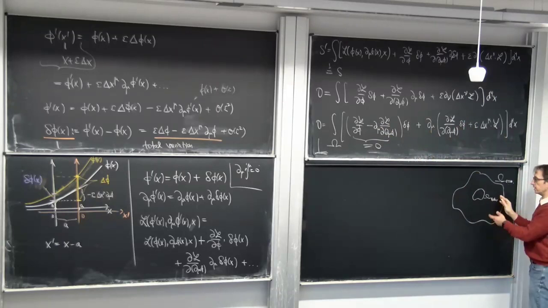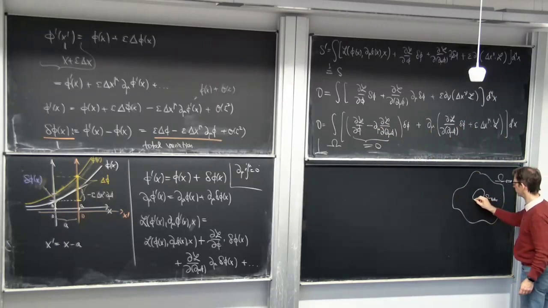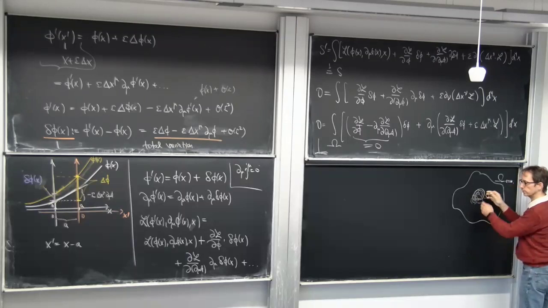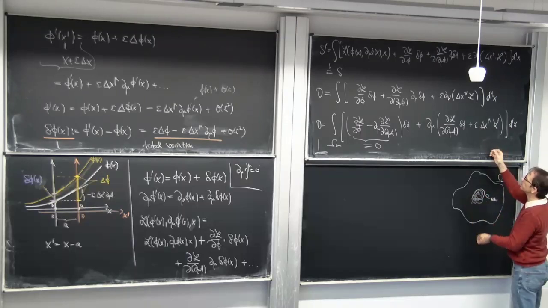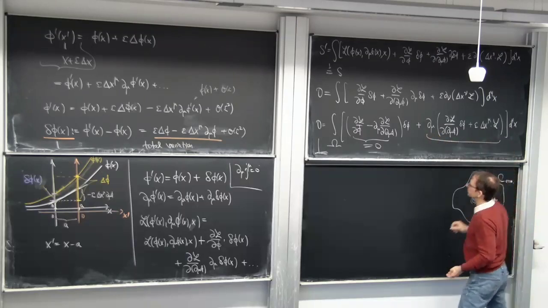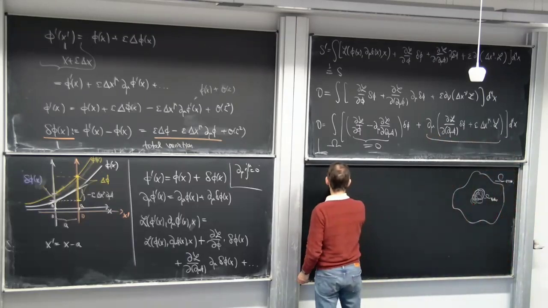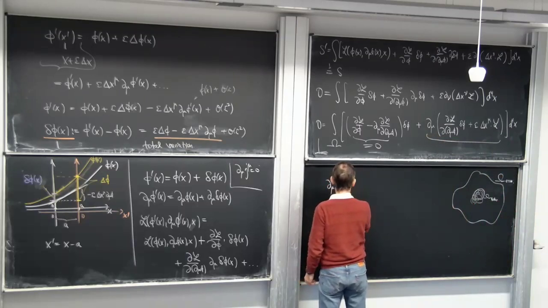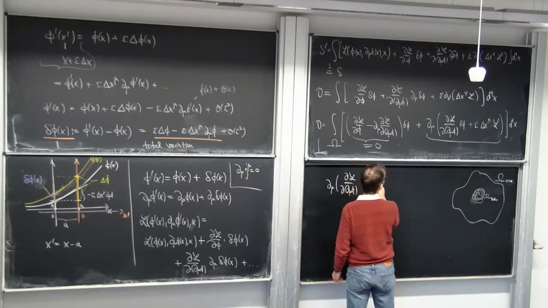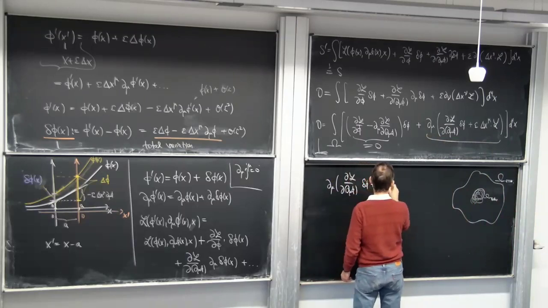But that is an arbitrary surface. Or volume. We can also use this and anything here. And so for any volume omega that you choose here, you have the same thing. It really means that this has to be zero. So d mu dL by d mu phi delta phi plus epsilon delta.